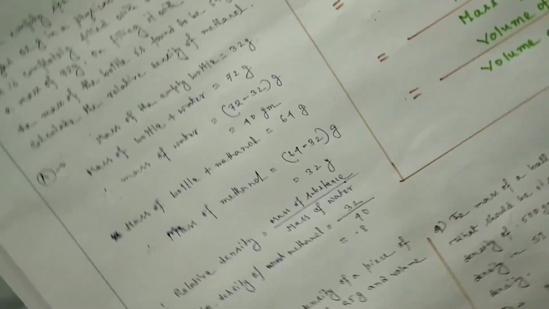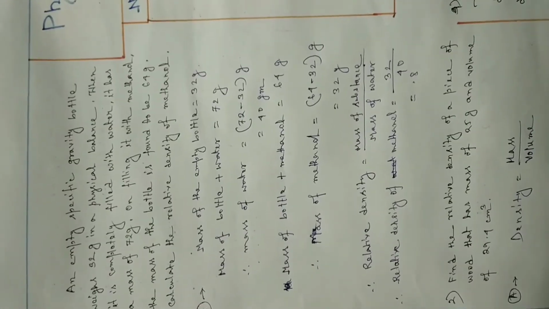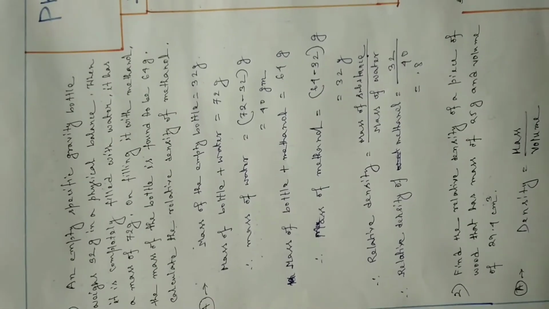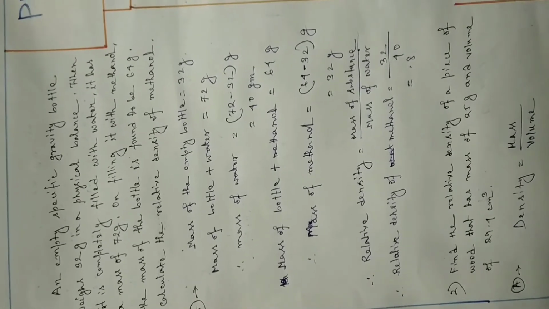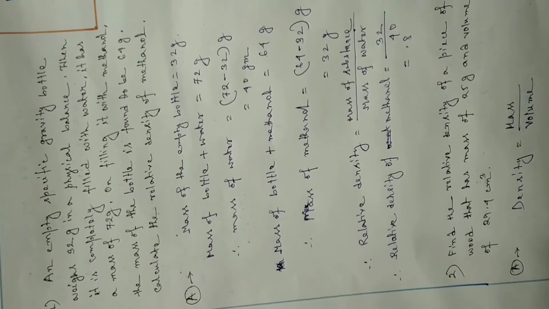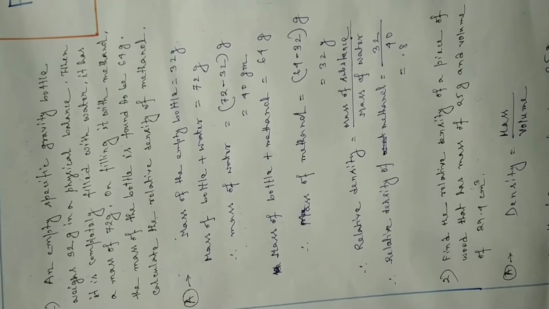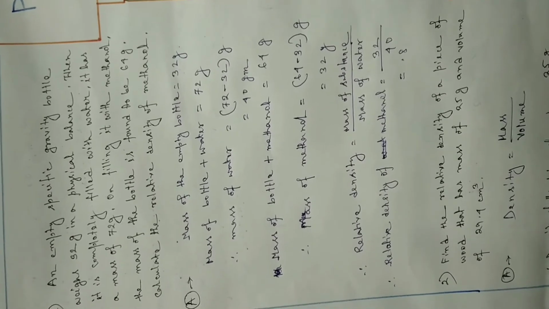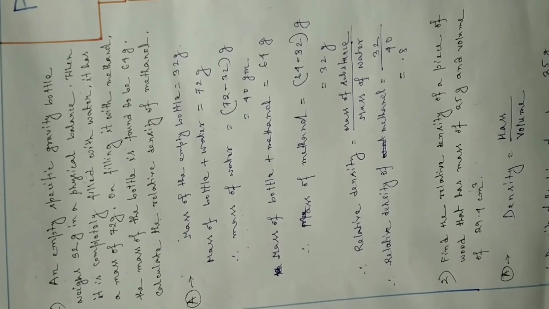So see, in this example we had no need to find the density of methanol separately. We just compared the mass of methanol and mass of water and got the relative density of the methanol.